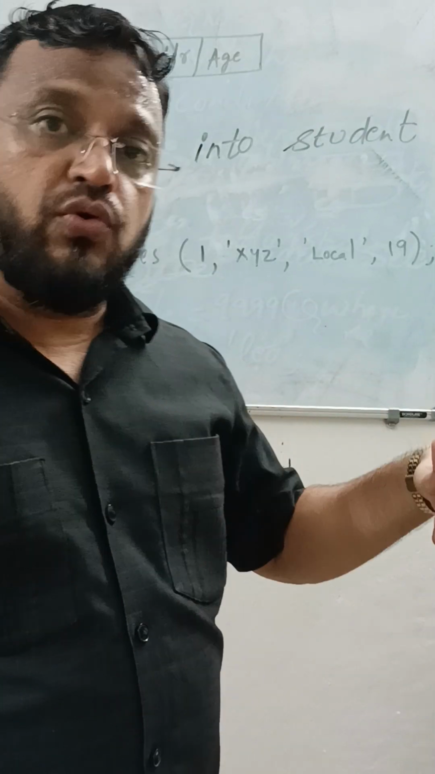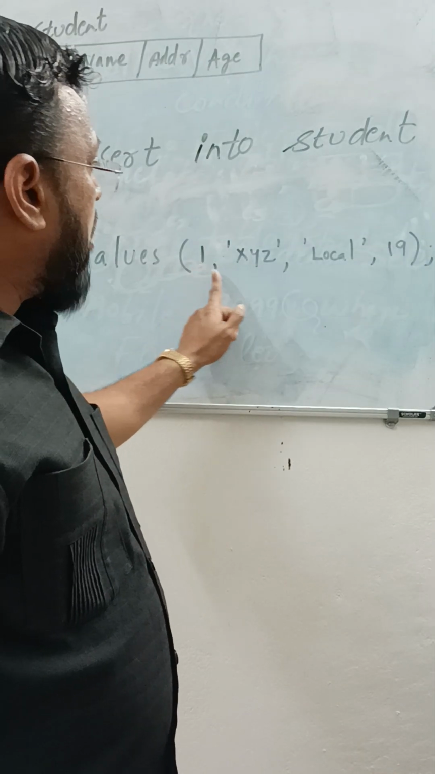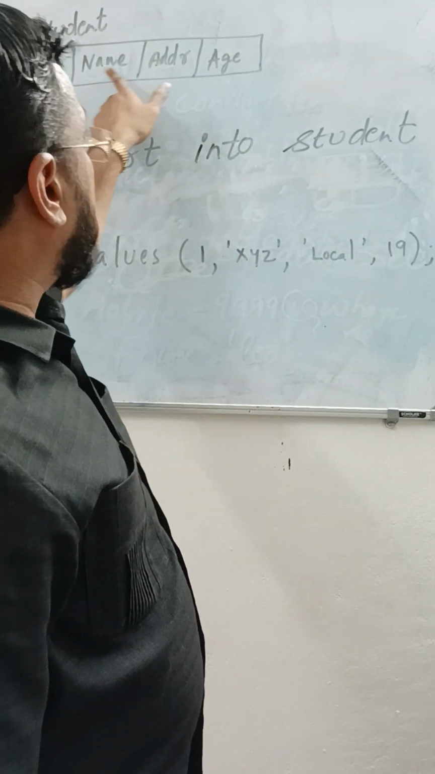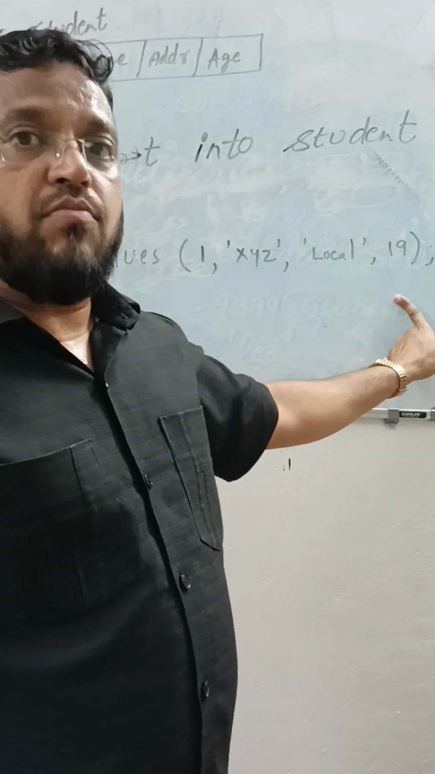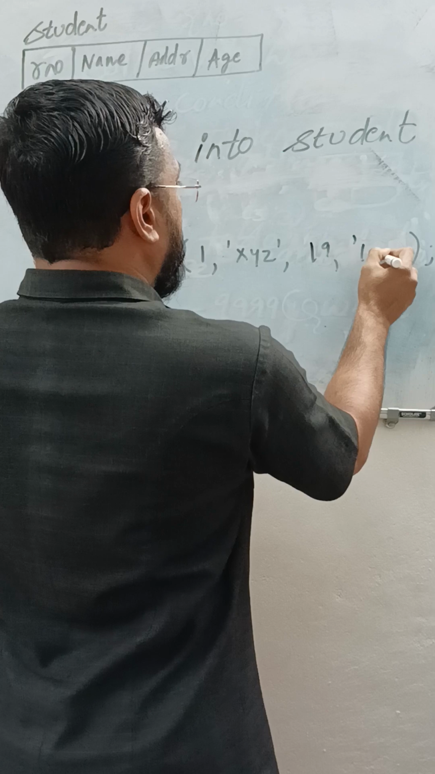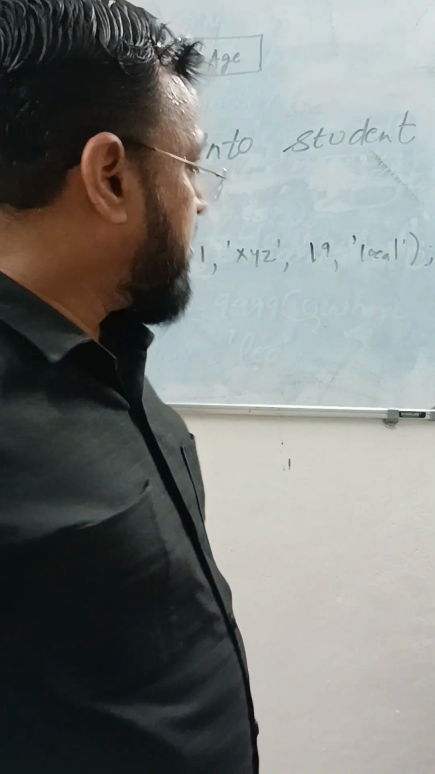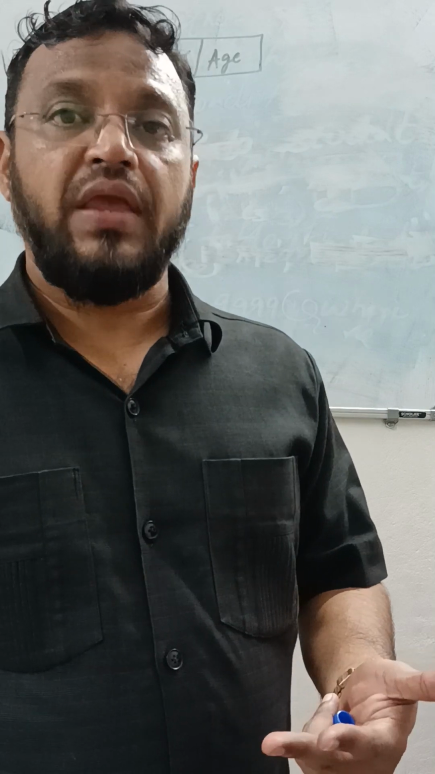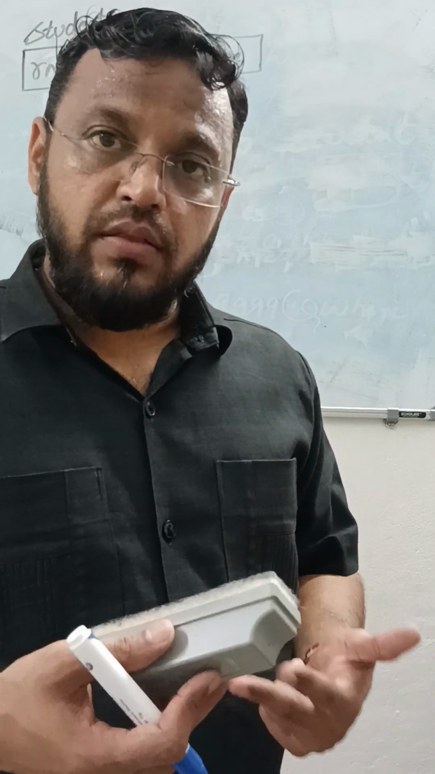But one thing we should remember here is the order should be same. Whatever order the columns are in the table, it should be in the same ordering. So if you put 19 and if you put local here, it will give an error. It will give some mismatch or some error. So it should be in the same order. So another statement we can use for insert is insert into table name, then values, then give that particular information in that bracket and close it. So that we can give.